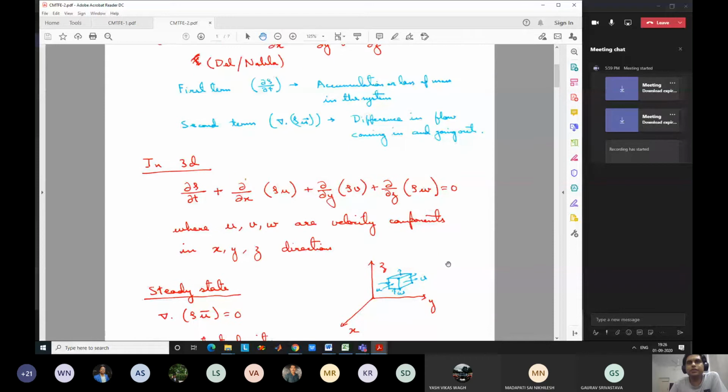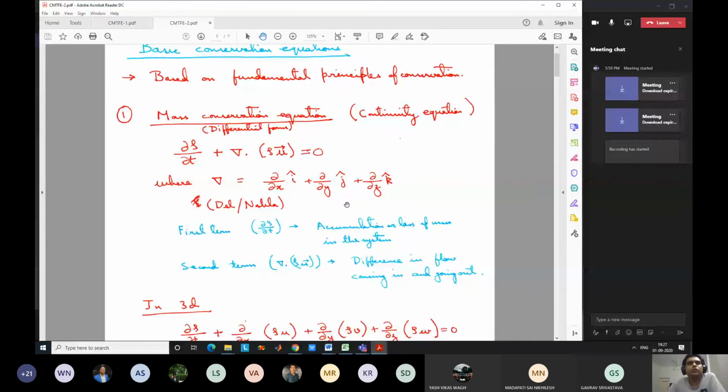Here I have shown u in the x direction, but the arrow is wrong. The arrow should be in the other direction. V is in the y direction, w is in the z direction. The u arrow should be in the opposite direction, in the x direction. Again, I am just repeating, I can write this u as ui plus vj plus wk, where u, v and w are the three components of velocity.